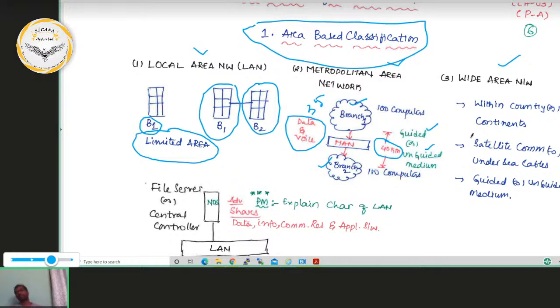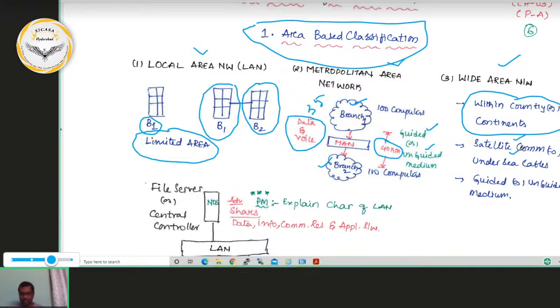And the last one is called a wide area network. So what do you mean by wide area network? It is nothing but if you want to connect computers within a country or continent, a very large area, at that time we use wide area networks. So what technology do we basically use? We use satellite communication or undersea cable.